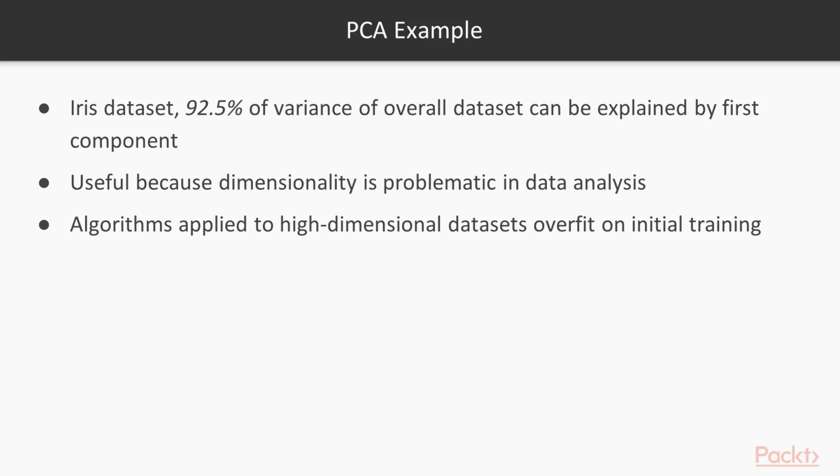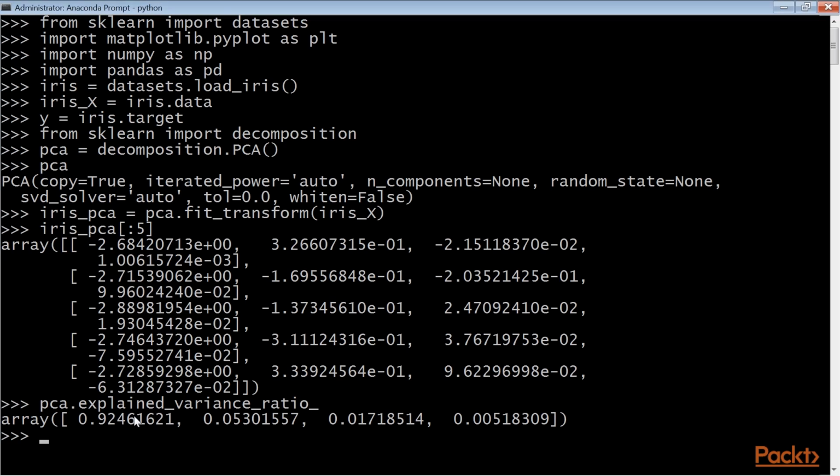For example, with the iris dataset, 92.5% of the variance of the overall dataset can be explained by the first component. This is extremely useful because dimensionality is problematic in data analysis. Quite often, algorithms applied to high-dimensional datasets will overfit on the initial training, and thus lose generality to the test set. Create a PCA class with two components.